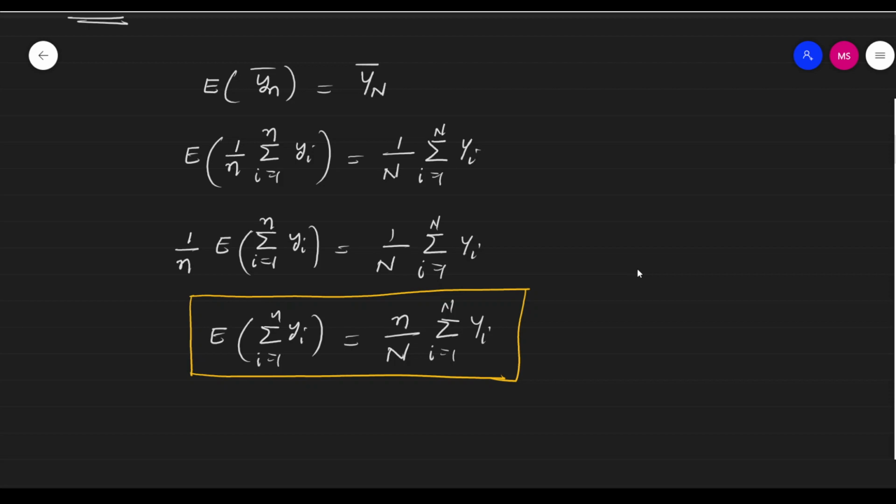This is the concept. In the next video, the most important theorem: the variance of the sample mean in simple random sampling without replacement is (N minus n) by N, n dash square. That question is most important in your semester examination. Next video we will discuss that.